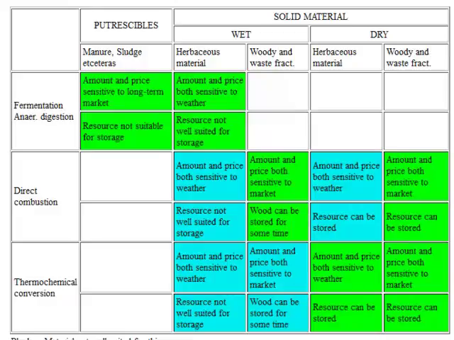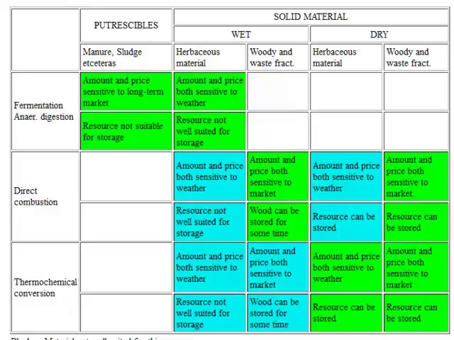So, looking then at this table, you will see that it says in the comment boxes that for manure and sludge, etc., the amount available as well as the price will be sensitive to the long-term market. What that means is that certainly every year the production will be more or less constant. But if, for example, the population of cattle decreases because of market conditions, then the total availability of manure will obviously go down.